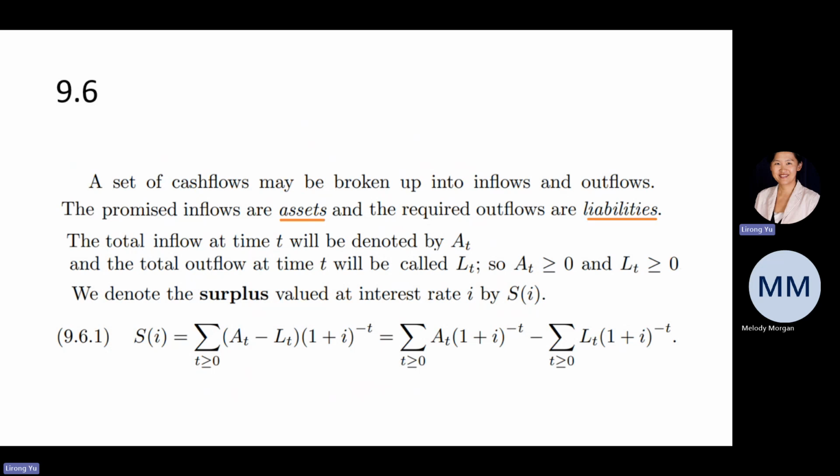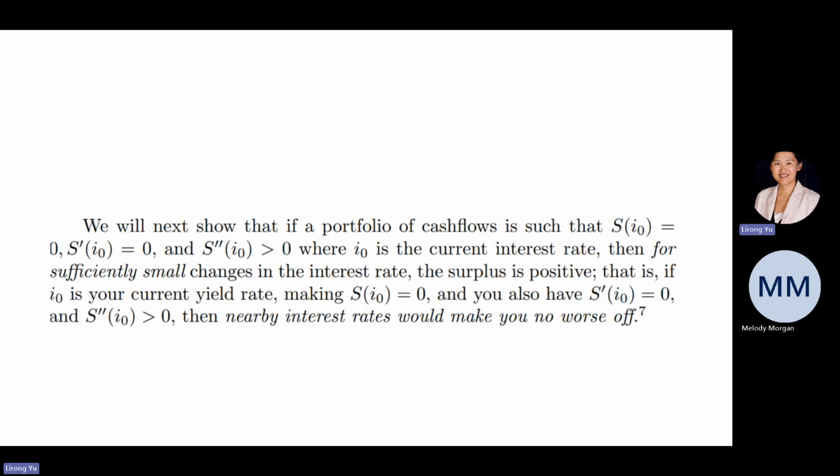So first you want to set up a function, called a surplus function. It represents the total present value of your assets minus the total present value of your liabilities. We use A_t for the asset at time t, and L_t for the liability at time t, each discounted back to time 0. So S(i) equals the summation of A_t times (1+i)^(-t), minus the summation of L_t times (1+i)^(-t). Any questions? So that's S(i).